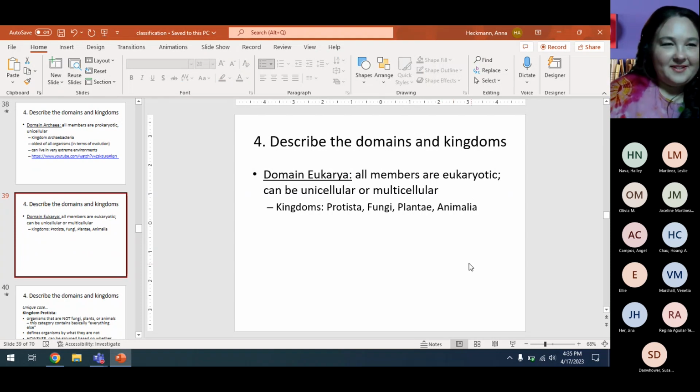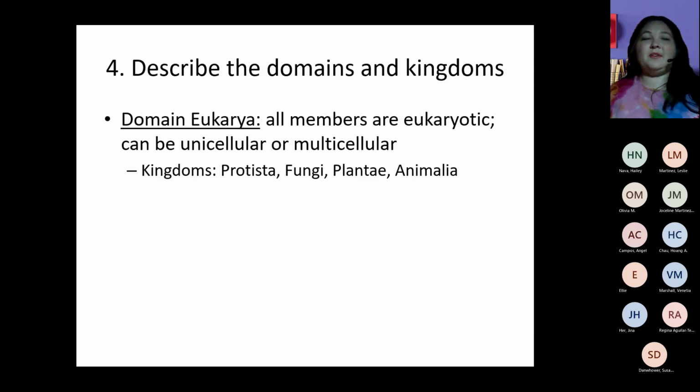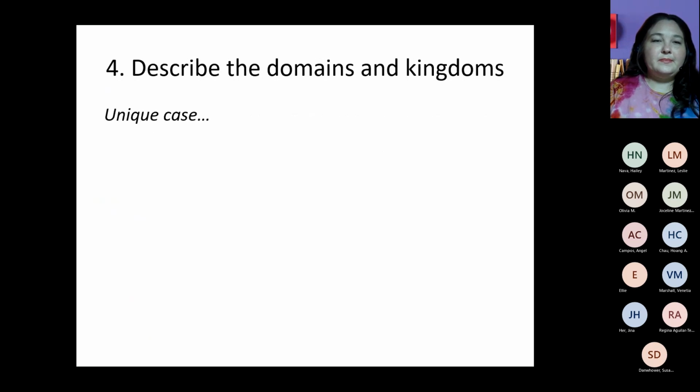All right. So that's domain Bacteria and domain Archaea. Let's talk about domain Eukarya. All the members are eukaryotic. Remember that eukaryotes have a nucleus and membrane-bound organelles, and there are 4 kingdoms that I need you to know about: Protista, Kingdom Fungi, Kingdom Plantae, and Kingdom Animalia.